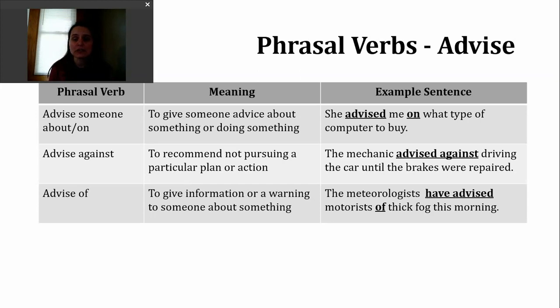Let's look at a couple phrasal verbs for advise. The first is to advise someone about or advise someone on. Both of these are going to have the same meaning, which is to give someone advice about something or about doing something. Here's an example sentence. She advised me on what type of computer to buy.